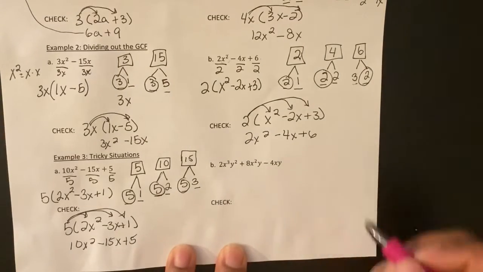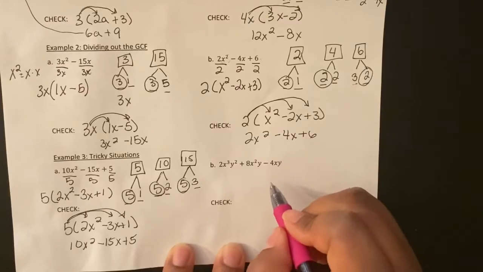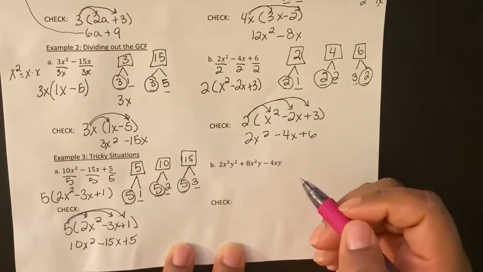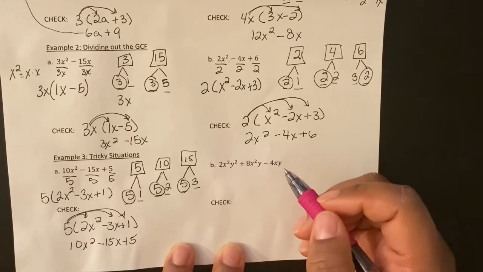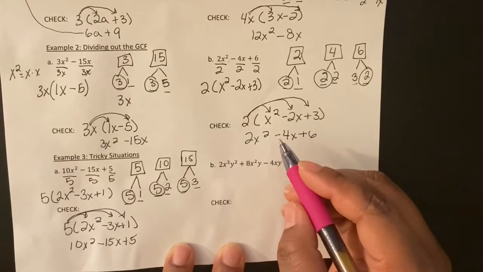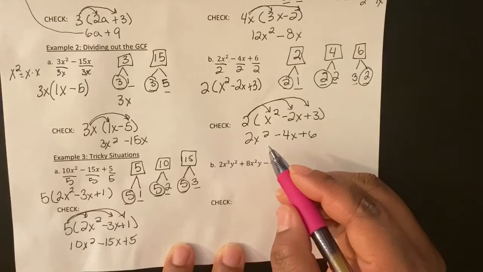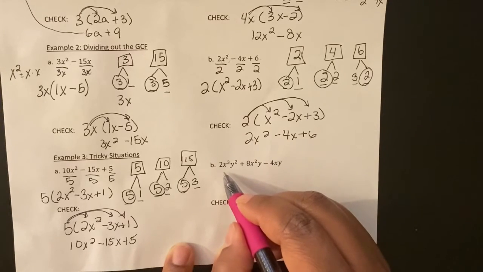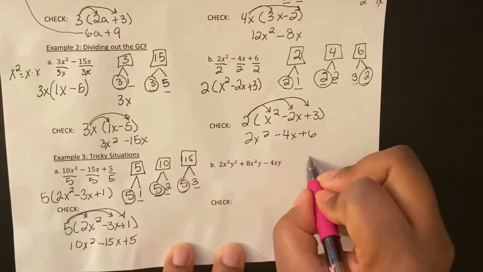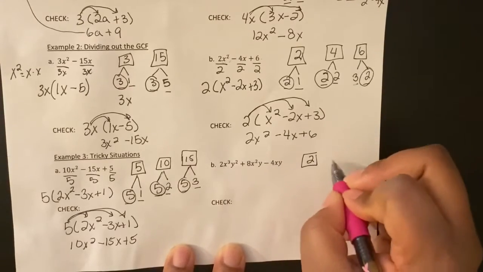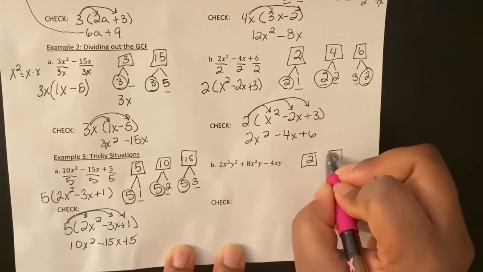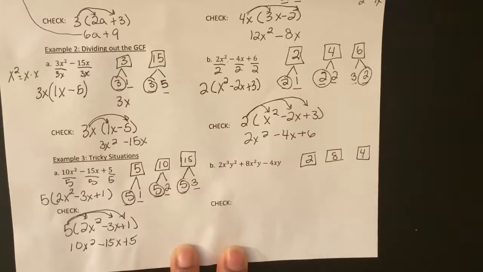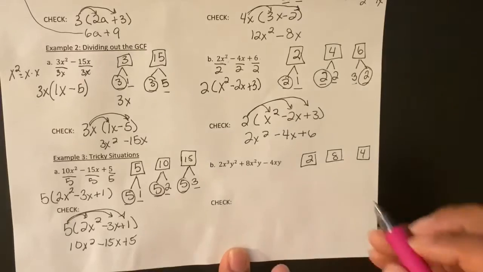Okay. Now this one is super tricky, and it's only tricky because there's so many variables. So let's look. First, let's do our prime factorization of our numbers. So we have the number 2, the number 8, and the number 4. Okay. 2, 8, and 4.